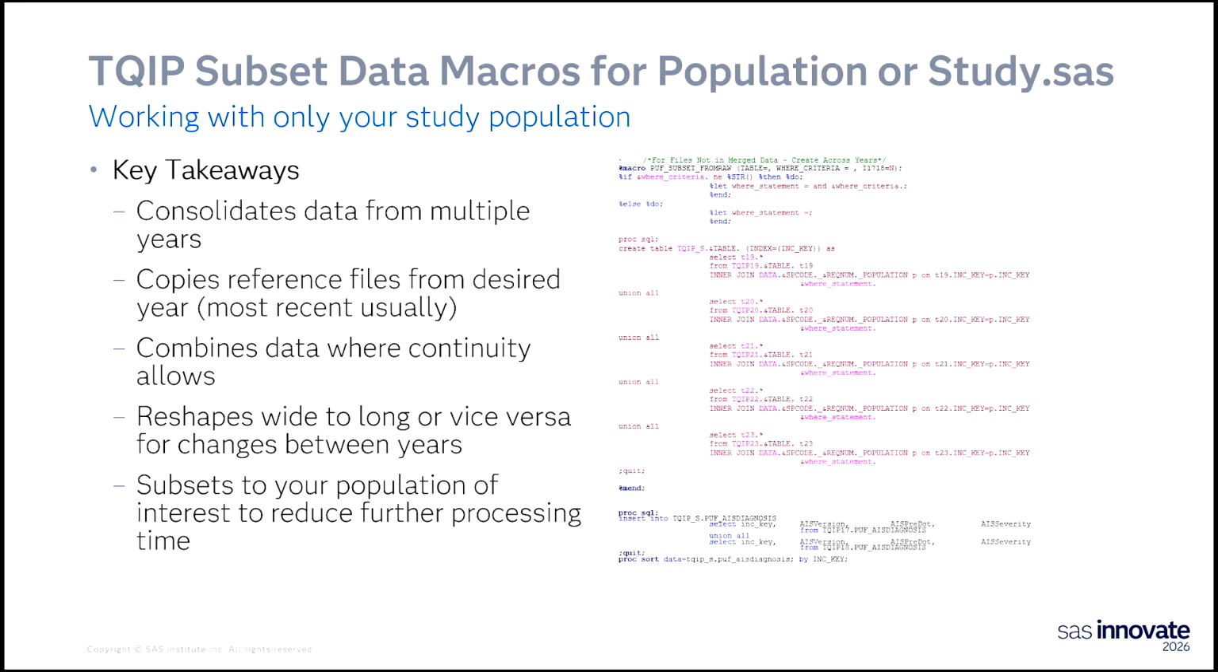Next, you have to select the population that you're hoping to study. And so this sets up the different inclusion and exclusion criteria that you're looking for in the population. It does copy reference files from the desired year, and it reshapes a lot of these fields from wide to long simply for easier reporting. SAS tends to work with long data a bit better. And so just a little bit of restructuring there.